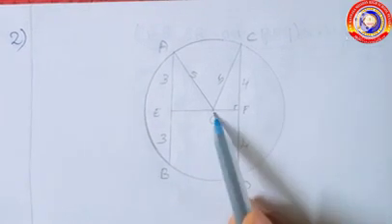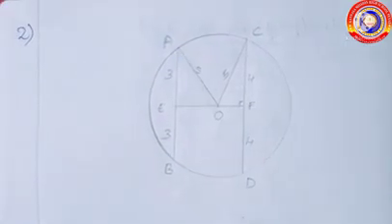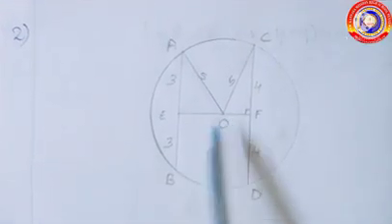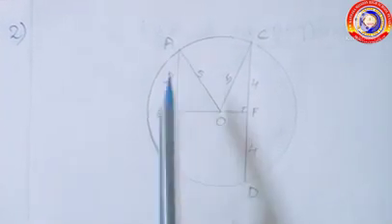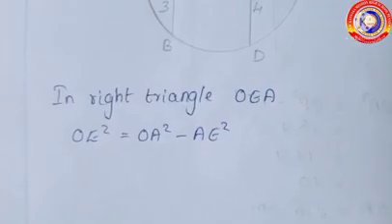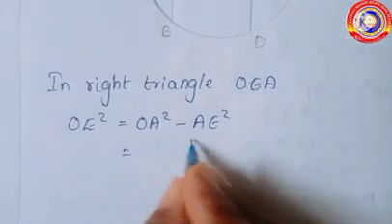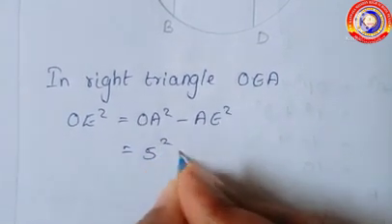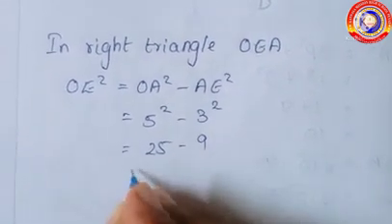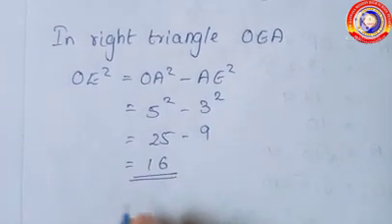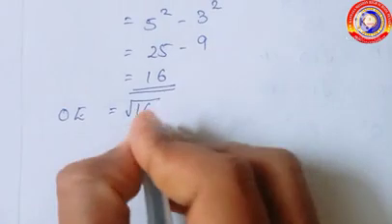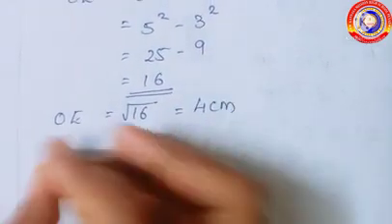Okay, first of all, let us consider the first right triangle, that is triangle OEA. Here, OE square is equal to OA square minus AE square. Here length of OA is 5, so 5 square minus AE is 3, so 3 square, which is equal to 25 minus 9, that is equal to 16. Then OE is equal to root of 16, that is equal to 4 centimeter.